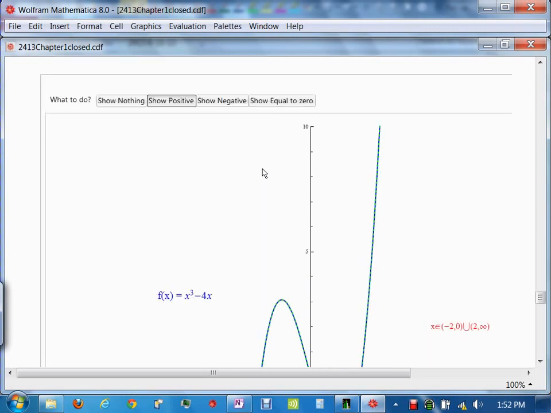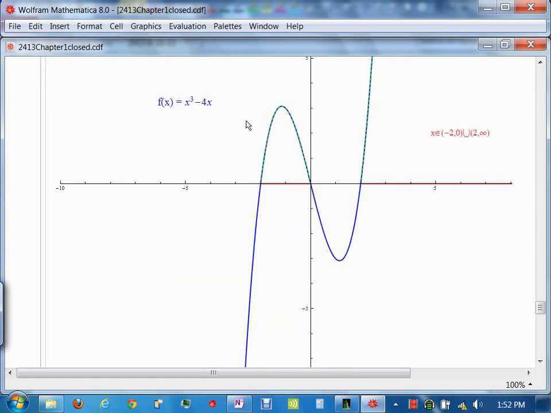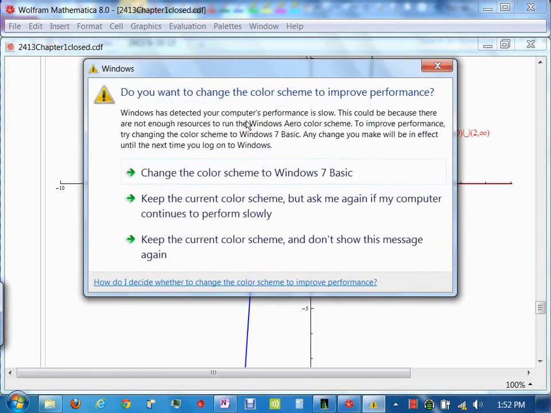Now, where's the function negative? See if you can jot that down yourself. Give me the interval answer. What I mean by interval answers, x is an element of what?